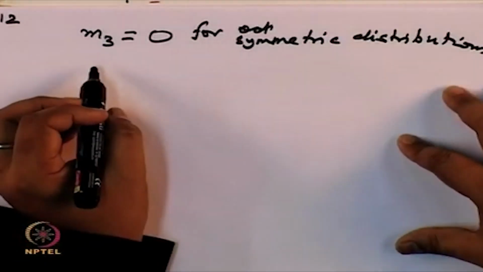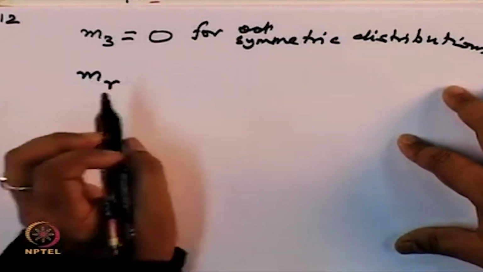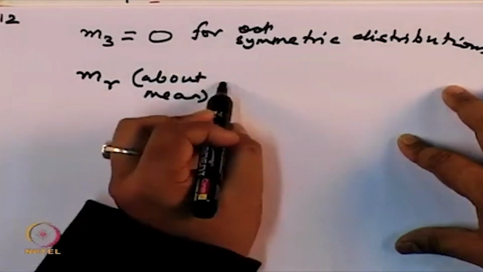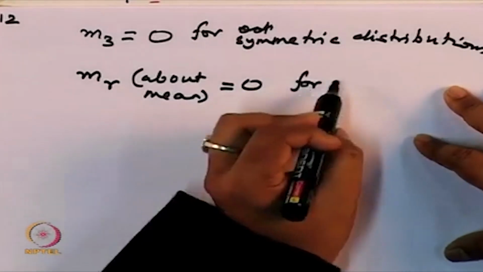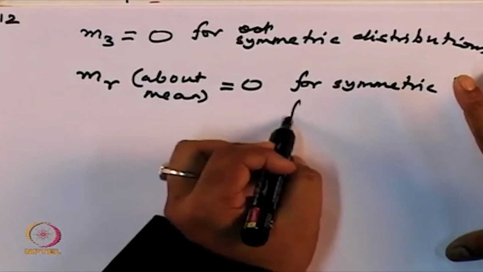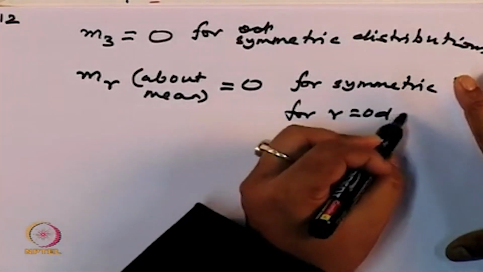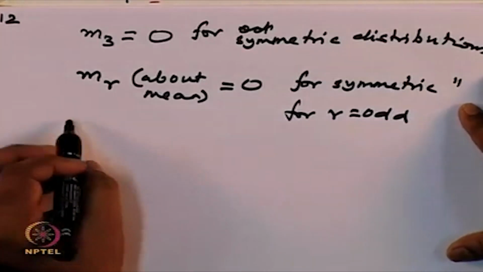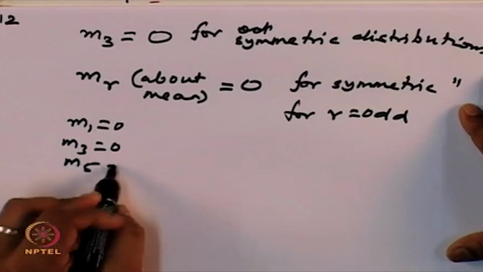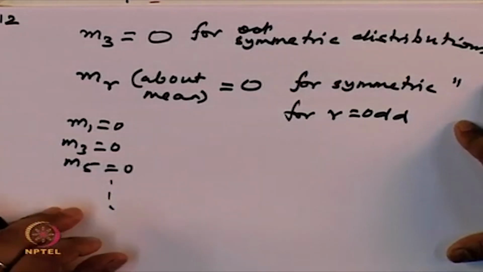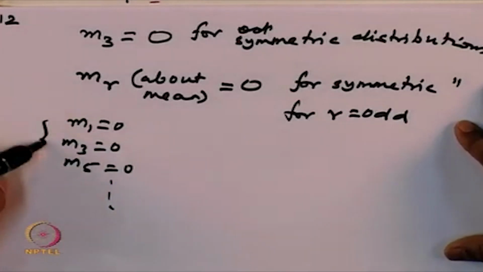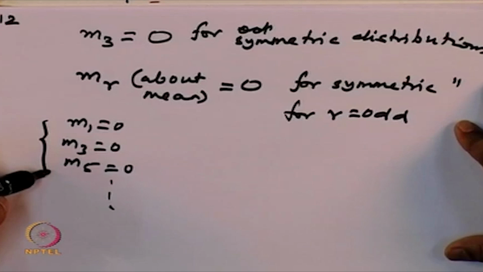And this is the same for any m_r. So m_r about the mean is going to be 0 for symmetric distributions for r odd. In other words, m1 is 0, m3 is 0, m5 is 0, and so on and so forth. So clearly, for all symmetric distributions the odd moments about the mean return a value of 0.